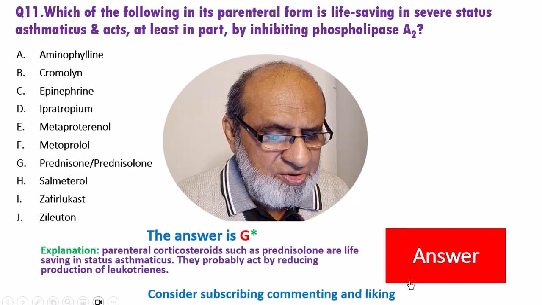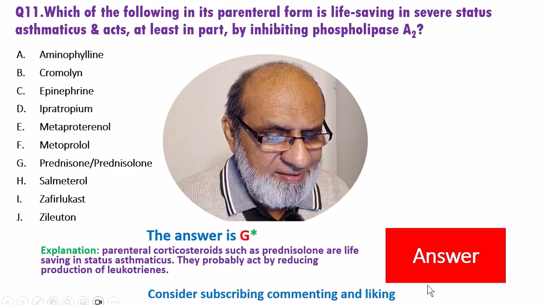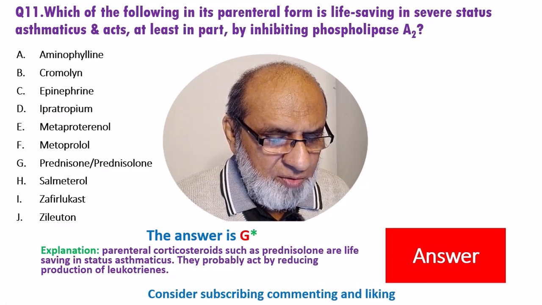The answer is G. Explanation: parenteral corticosteroids such as prednisolone are life-saving in status asthmaticus. They probably act by reducing production of leukotrienes.